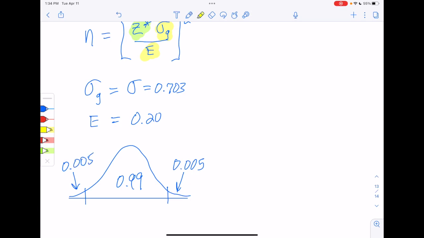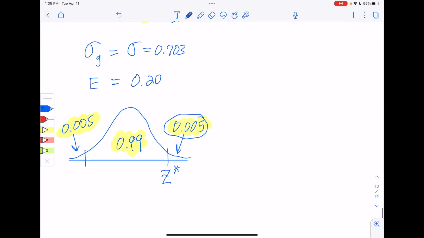Just as a reminder to check your work, always add these three numbers together. Make sure that they are totaling up to 1. If not, you may have forgot to cut the leftover in half, or you may have a decimal place error. Either of those would mess up your z-score, so you definitely want to double check that. And then this will be our z-star, this right-hand boundary, and that's the z-score with area 0.005 to its right. So z-star is equal to z sub 0.005. And that's a number we can look up on our t-table.